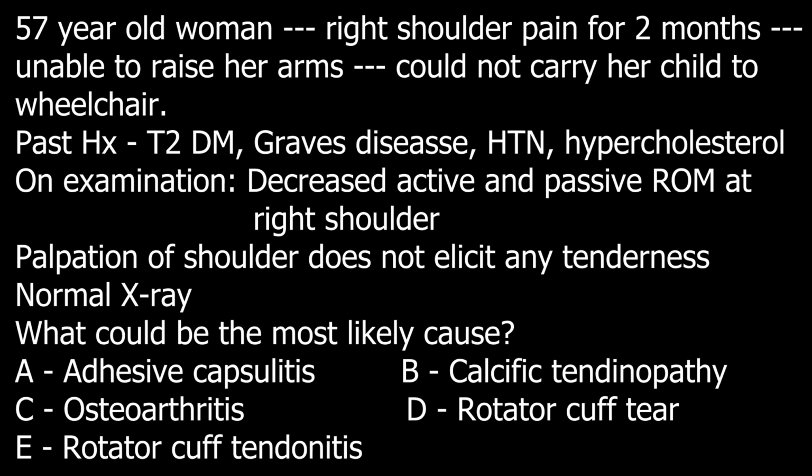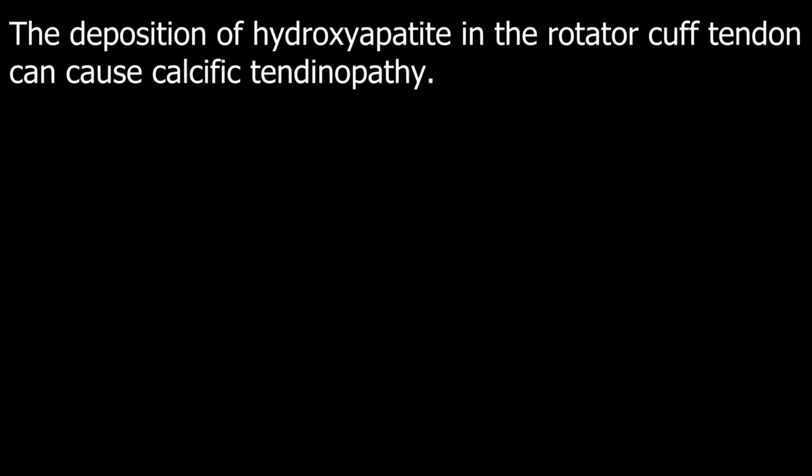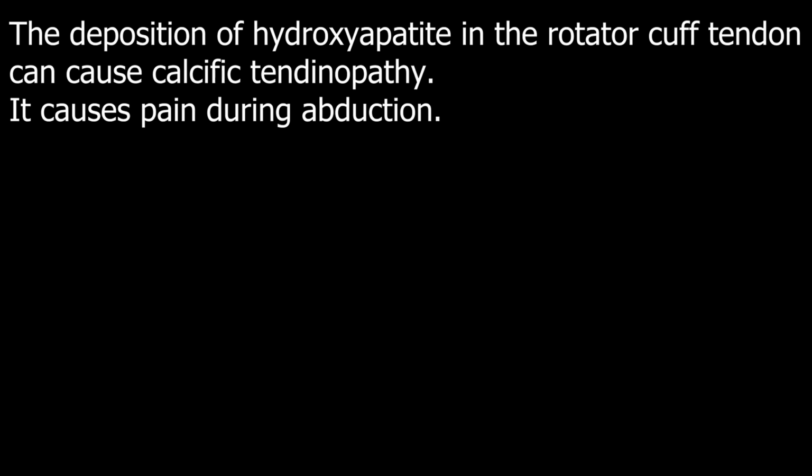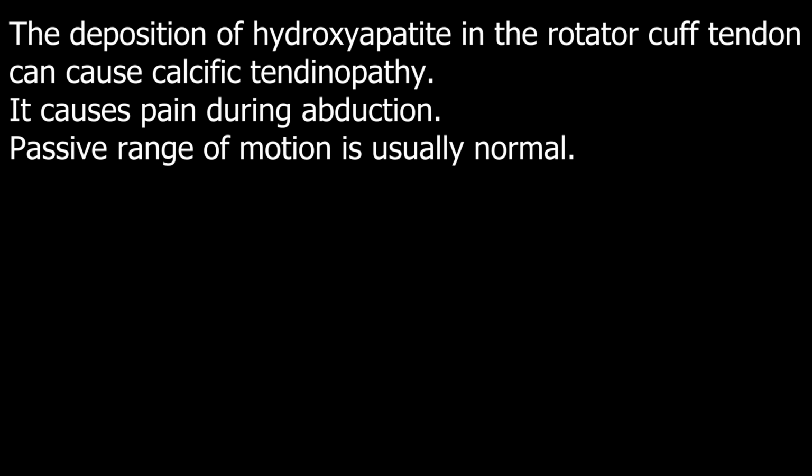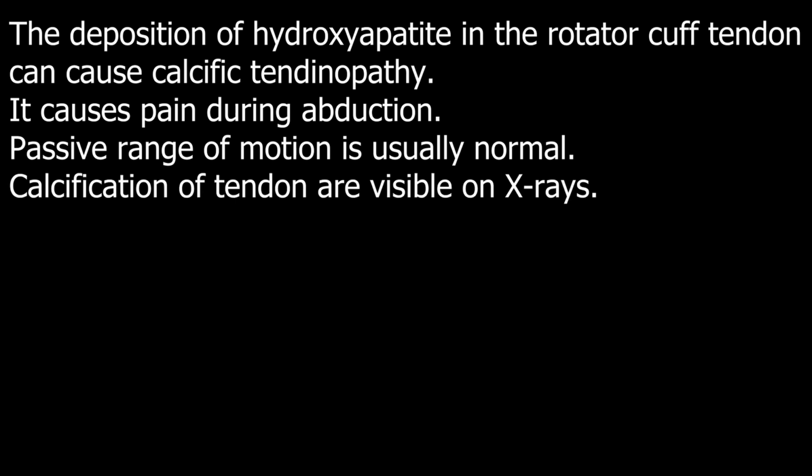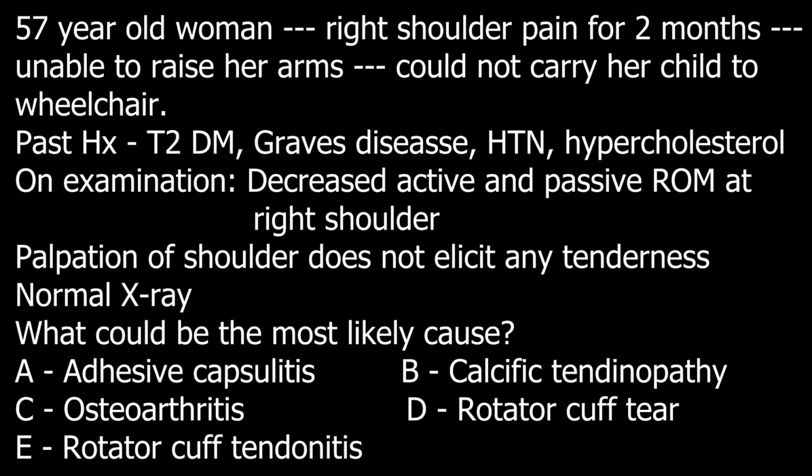Now the second option, which is calcific tendinopathy. Calcific tendinopathy of the shoulder is caused by hydroxyapatite deposits in the rotator cuff tendons. It is characterized by pain during abduction, which may be very severe. Active range of motion may be limited because of pain, but passive range of motion remains normal, and calcifications of the tendons are visible on X-ray. In our patient, the X-ray looks normal. Calcification is also not seen. So we can rule this out.